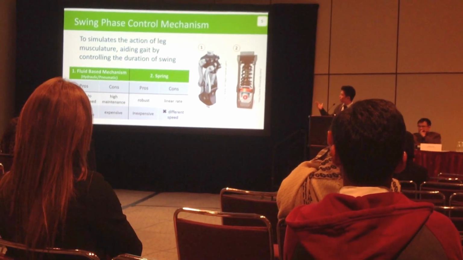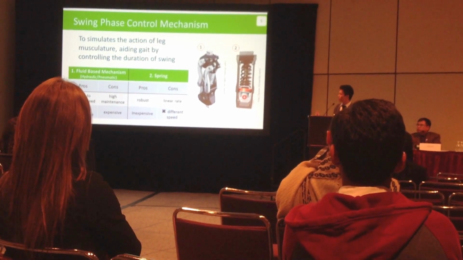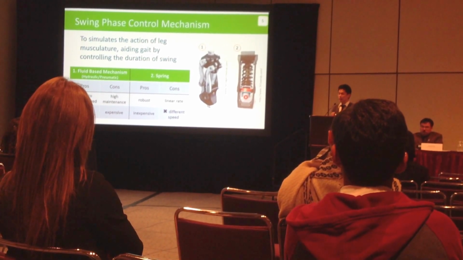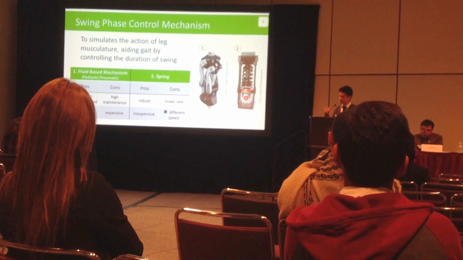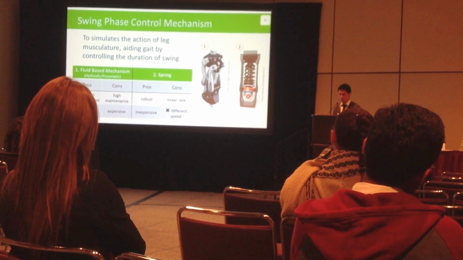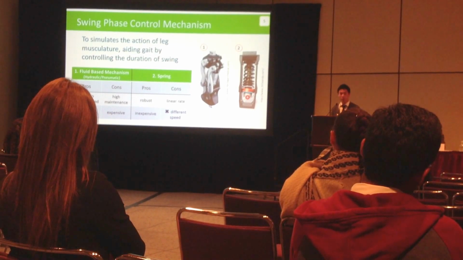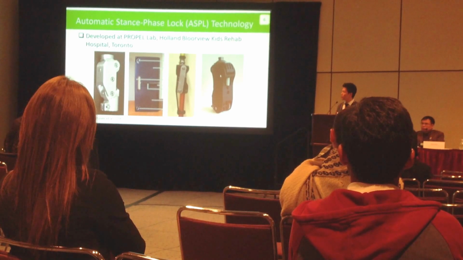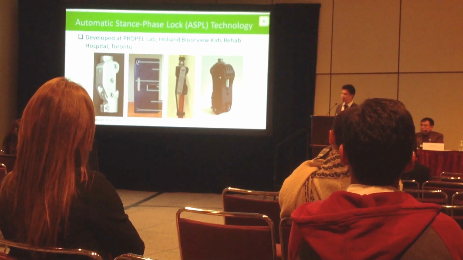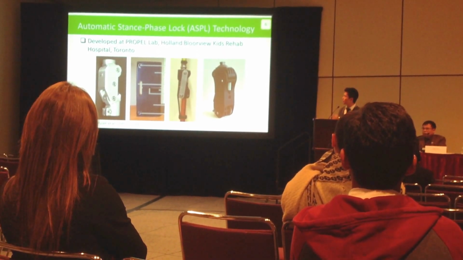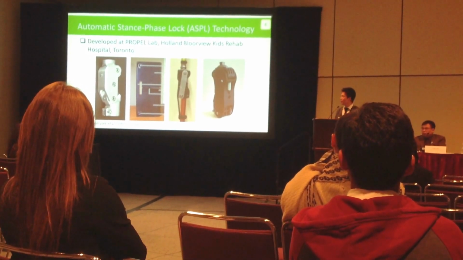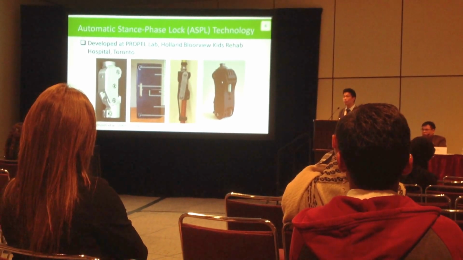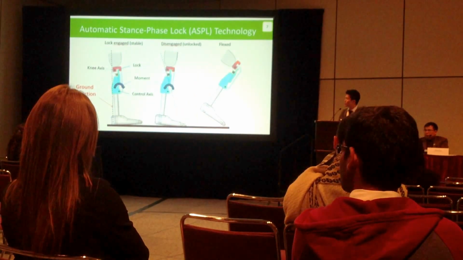For our design, we go with a spring design, just because it's more robust and inexpensive, and functionally it is more than adequate for low-level activity users or mid-level activity users, which will be shown later. The automatic stance phase lock technology is what we use for our design, and it was developed at the PROPEL Lab at Holland Bloorview Kids Rehabilitation Hospital. Throughout the years, different knee joints have used this technology and been developed for testing and research purposes. So how does it work?